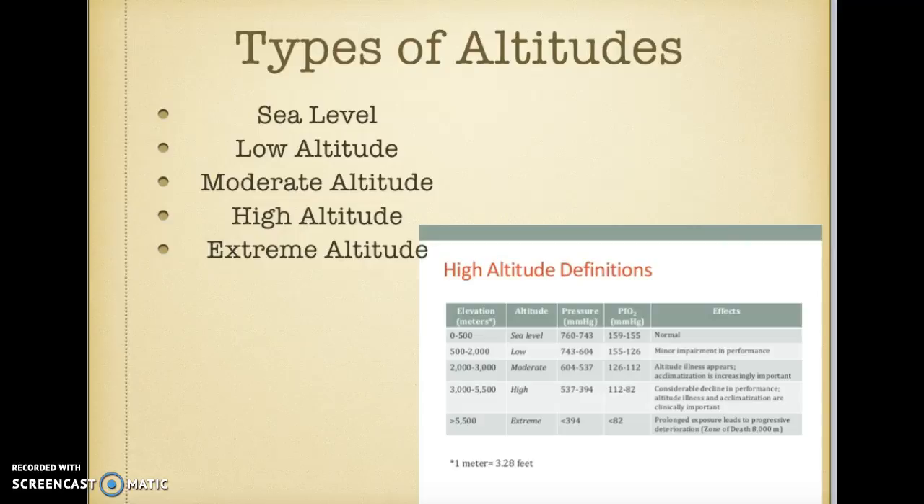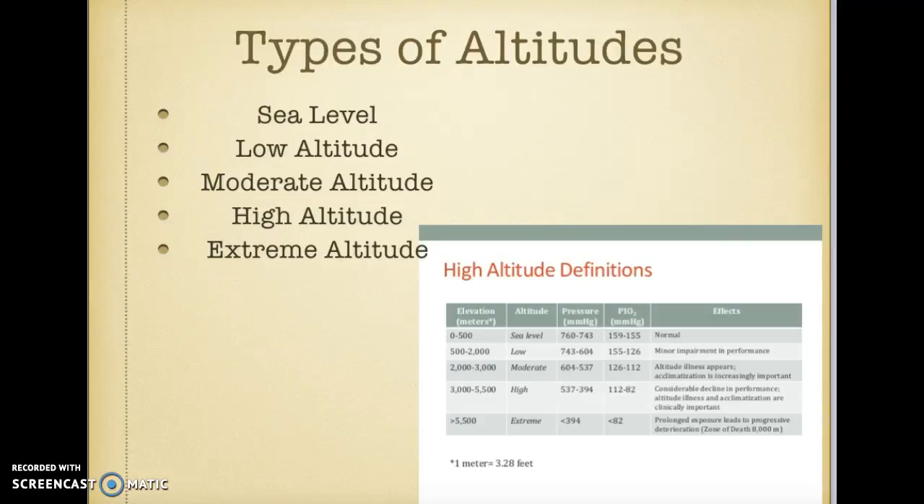Moderate altitude ranges from 2,000 to 3,000 meters. The aerobic pressure ranges from 604 to 537 millimeters of mercury. The PiO2 is 126 to 112. At this altitude, illness does begin to appear. Acclimatization is increasingly important at this point, so you just want to pay attention to your health and the changes that you see in your body.